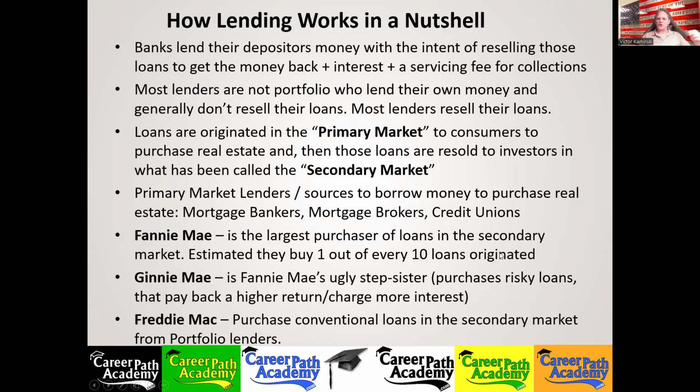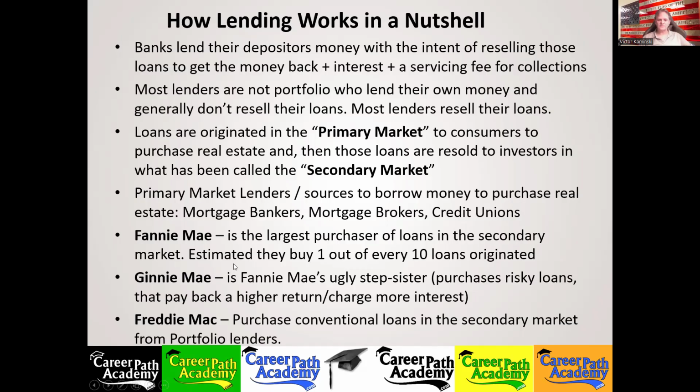Now, Fannie Mae is the largest purchaser of loans in the secondary market. It's estimated that they buy one out of every 10 loans originated. That's a lot for one company. So you think they have a lot of influence amongst lenders when they're creating their lending approval practices, those criteria for who qualifies for a loan? Yeah, because they know if they create the lending approval that meets Fannie Mae's lending guidelines, they know somebody will buy it on the secondary market if it's not Fannie Mae themselves.